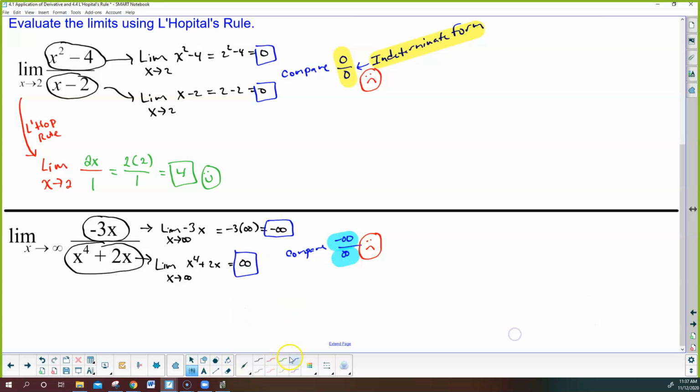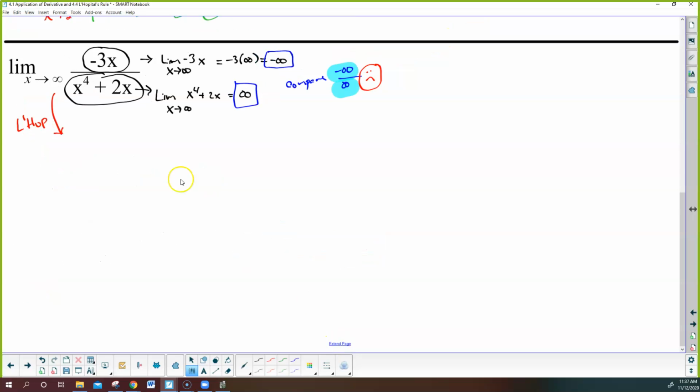Okay, now that is my signal for applying L'Hopital's rule. And what is L'Hopital's rule? All it is, take the derivative of the top over the derivative of the bottom and apply the same limit that we were given before.